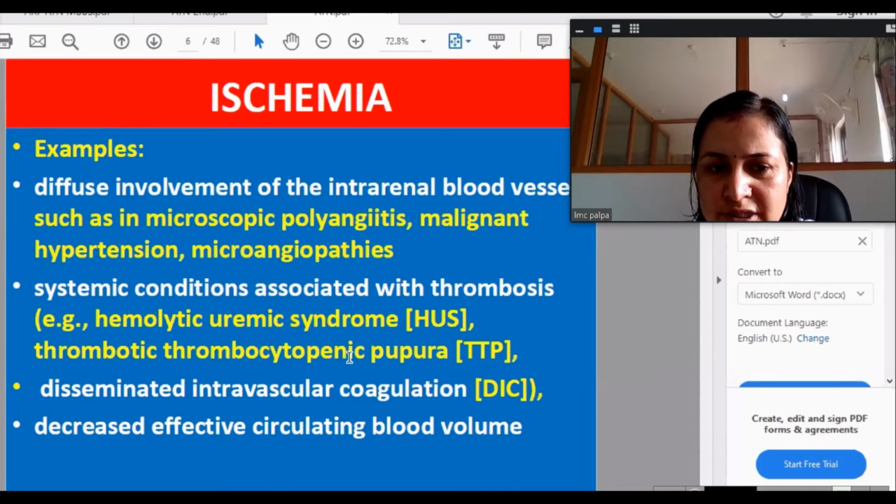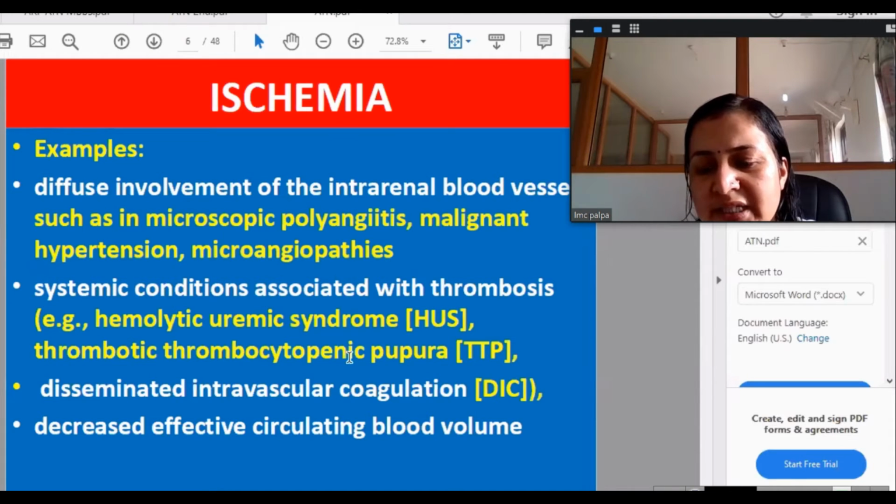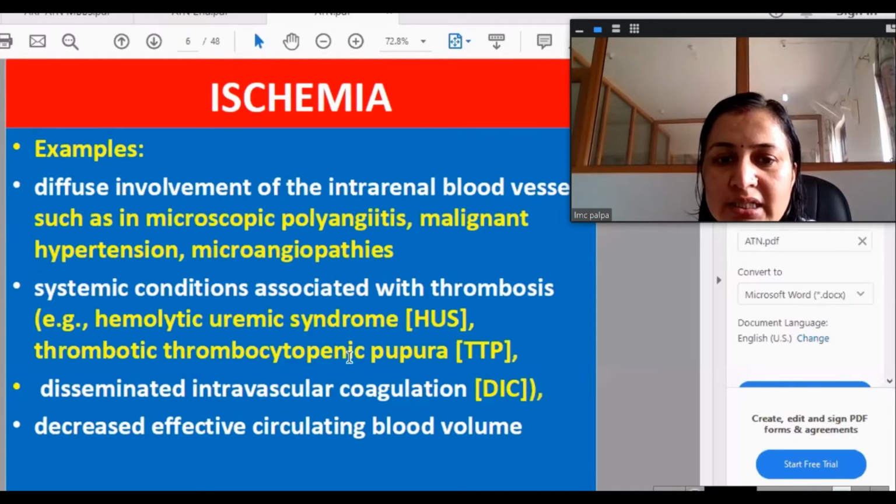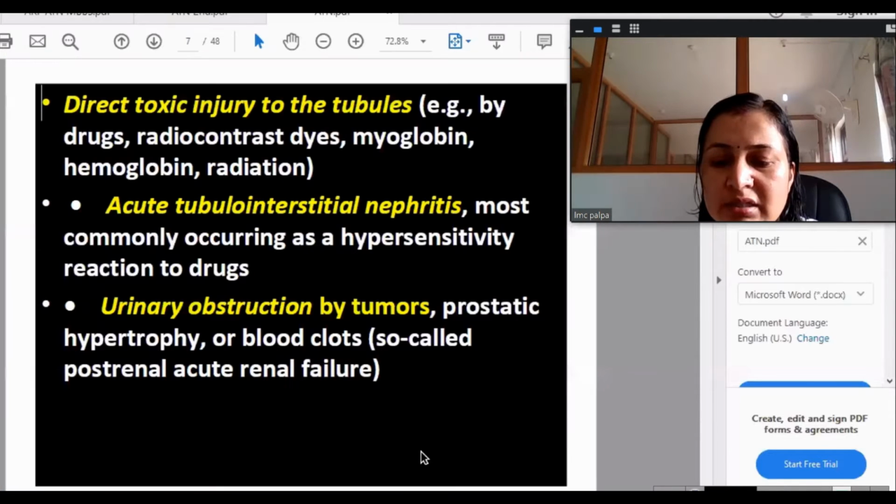acute tubular necrosis. Then if a patient is in sepsis, there is a high chance that they will go to DIC and subsequently will have acute tubular necrosis. All right. So overall the effective circulating volume will be reduced and there will be ischemic ATN. Now we are coming to toxic ATN.